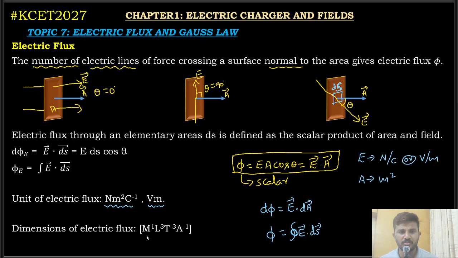And then what about dimensions? It is M1, L3, T power minus 3, A power minus 1. Sir, can we derive this? Yes. Let me derive the dimensions of electric flux.